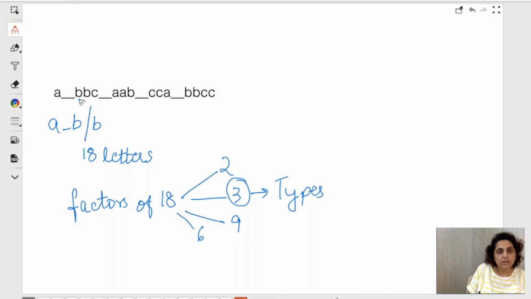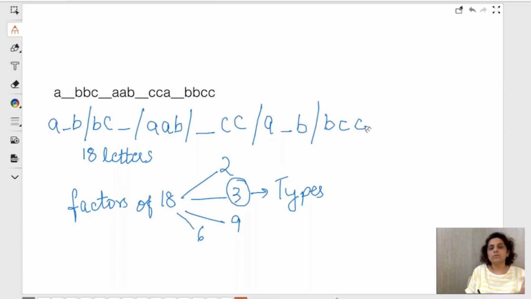So A dash and B, one group. Second would be B, C, and then dash. Then this is the second group. And then A, B is the third group. And then the next group would be dash, C, C, and this. And then dash, B, then B, C, C. So this is how I've divided it into 3.